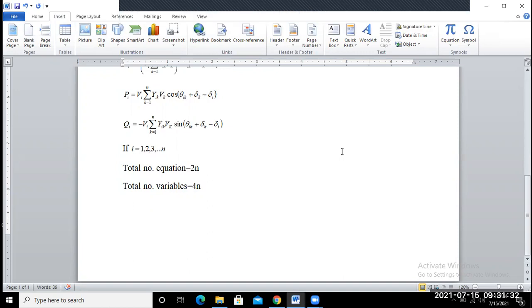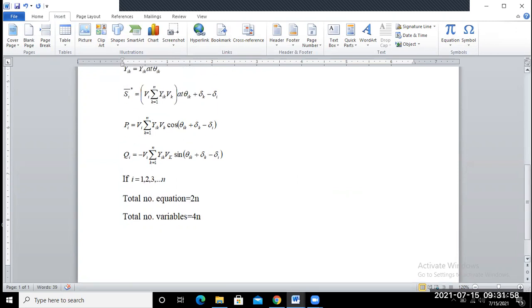So we just consider only the slack bus and the PQ buses. As you know, in PQ buses, P and Q are specified and V and delta are unknown. So you just find these equations in terms of V and delta. Just convert this equation and find the VI for the ith bus.